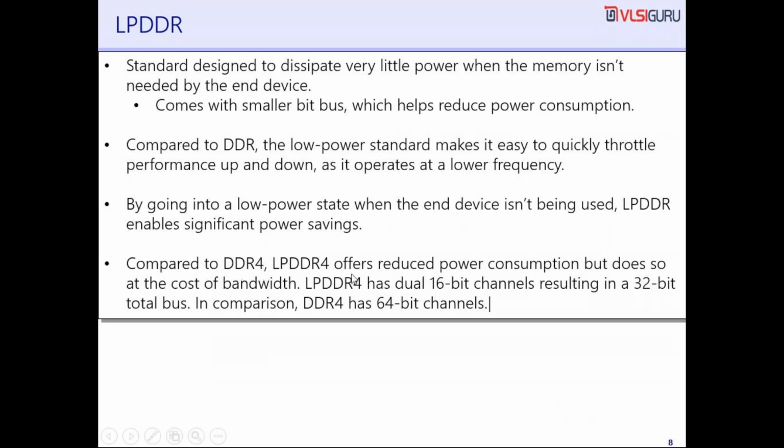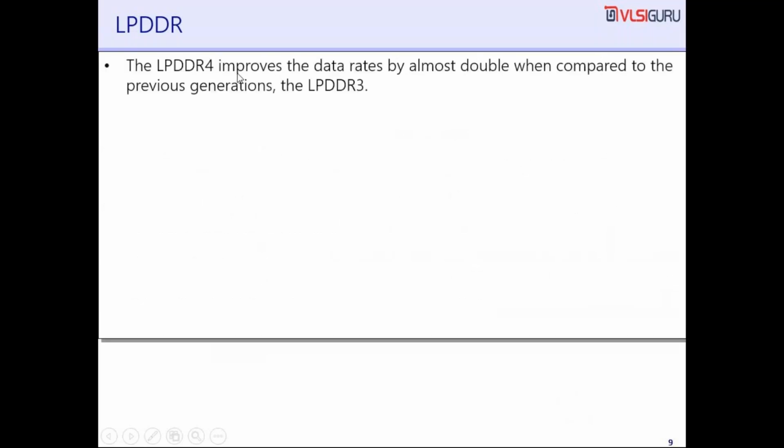Compared to DDR4, LPDDR4 offers reduced power consumption, but at the cost of bandwidth. Of course, LPDDR4 doesn't give the bandwidth on the level of PC DDR. LPDDR4 has dual 16-bit channels resulting in a 32-bit total bus. In comparison, DDR4 has 64-bit channels. You are essentially reducing the bit bus, which is one of the factors contributing to reduced power consumption. LPDDR4 improves the data rates by almost double compared to previous generations. That has been the primary requirement of every new DDR generation.